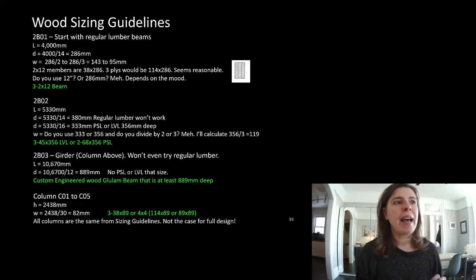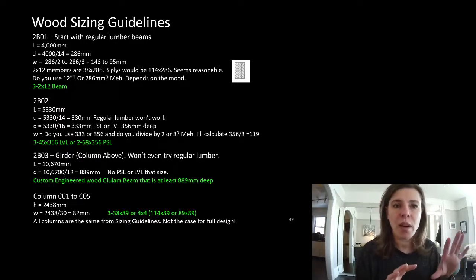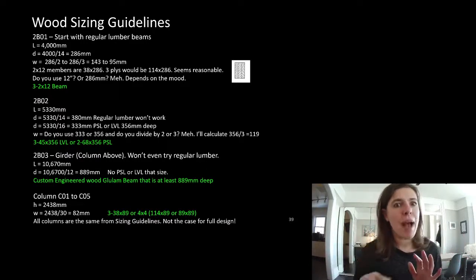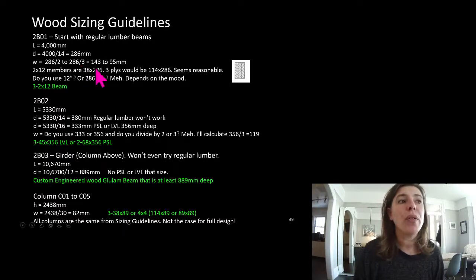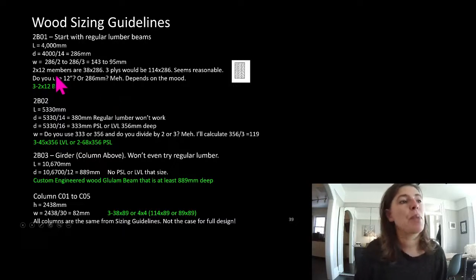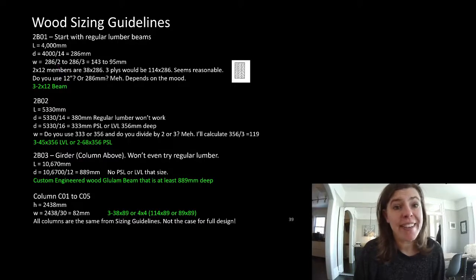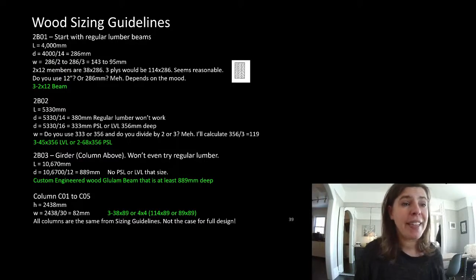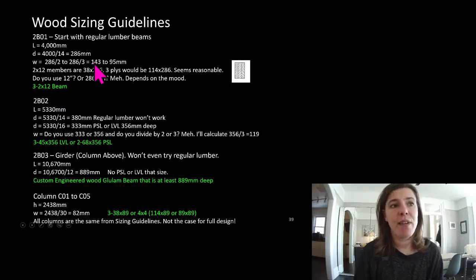So I played with this question, or the equivalent question in your assignment, and went back and forth again and again to make sure that there was only one right answer, whether you used the 286 or the 12 inches. I looked at that in depth. Whether you use the 2 or the 3, there's a huge range in there. So W for our width is 286 divided by 2 to 286 divided by 3, or 143 millimeters wide to 95 millimeters wide.